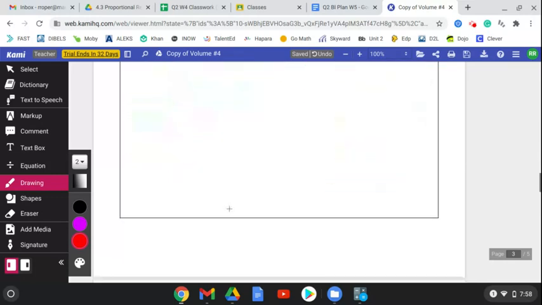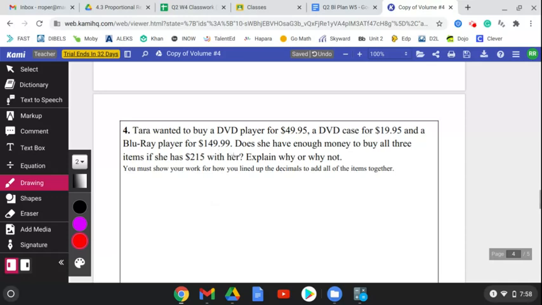Okay, number 4 right here, you can read the situation. You're going to be adding decimals together. You buy a DVD player for this, a case for this, and a player for this. So you need to add these 3 things up. You're adding decimals. I need to see how you line the decimals up and how you added these 3 together to see if she has enough money to buy these 3 things, if she has $215 with her, and then explain why or why not.